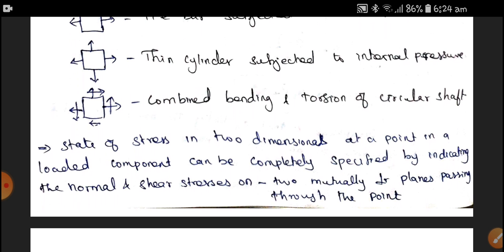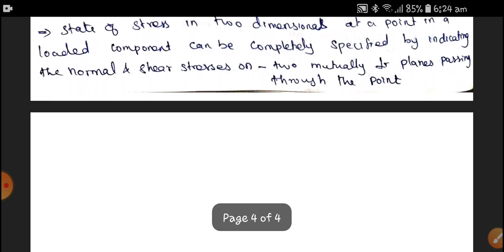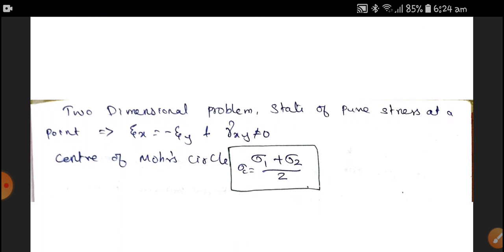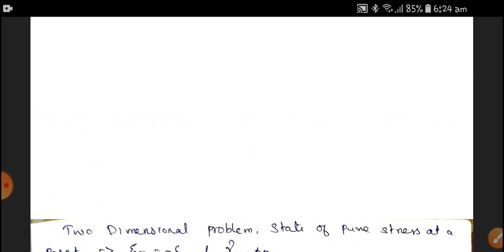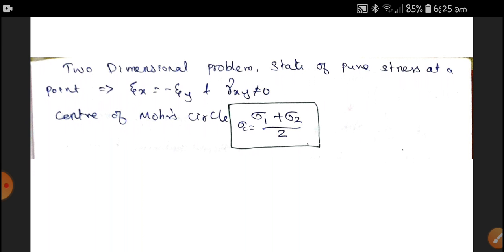Here, I would like to make key point number 7. The state of stress in two dimensions at a point in a loaded component can be completely specified by indicating the normal and shear stresses on mutually perpendicular planes passing through the point. Next, key point number 8. Key point number 8 is, in a two-dimension problem, the state of pure shear at a point. As we said, the state of stress here is a circle, whereas in the pure stress condition, the circle becomes a point.